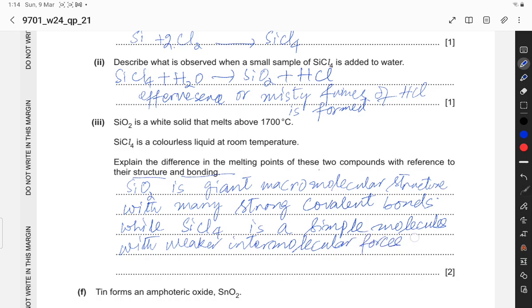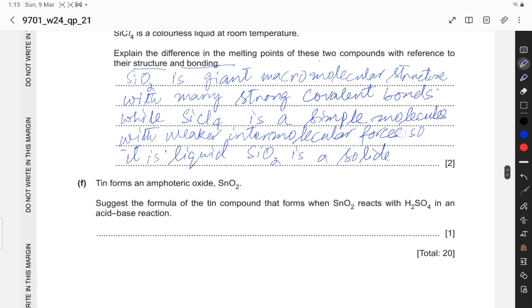So it is liquid, while silica is a solid and melts at 1700 degrees centigrade.